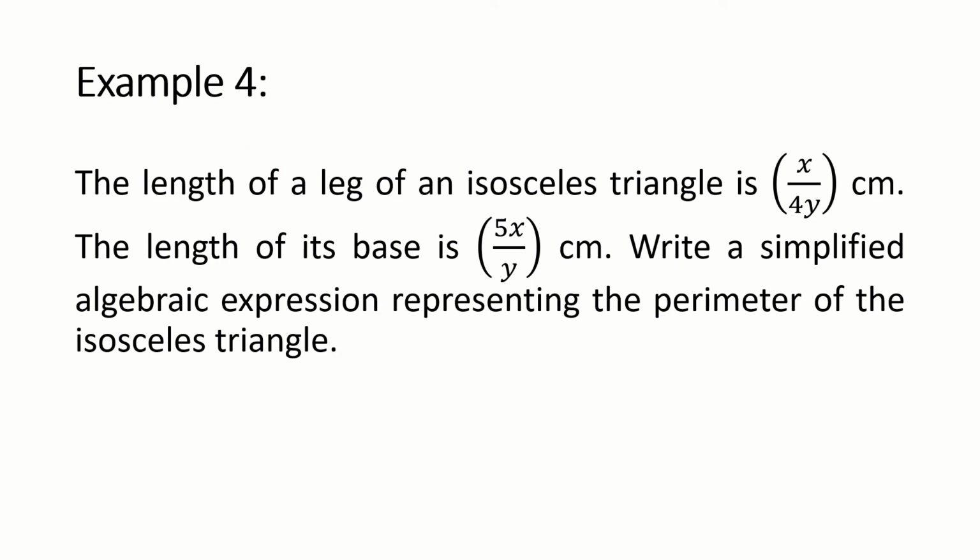Let's have our example 4. The length of a leg of an isosceles triangle is x over 4y centimeter. The length of its base is 5x over y centimeter. Write a simplified algebraic expression representing the perimeter of the isosceles triangle.